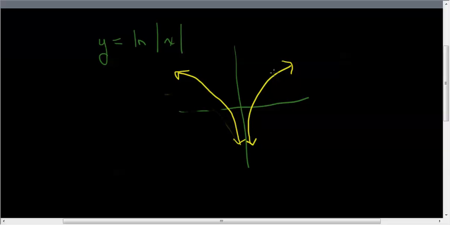But the slope here, well, it's always increasing if x is greater than 1. It's always a decreasing function, right? As the x value increases, the y value decreases if x is less than 1. It's reflected across the y-axis. Okay.